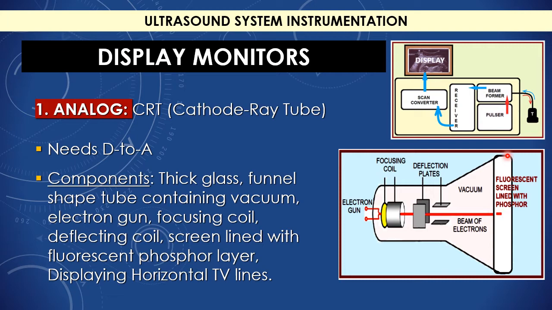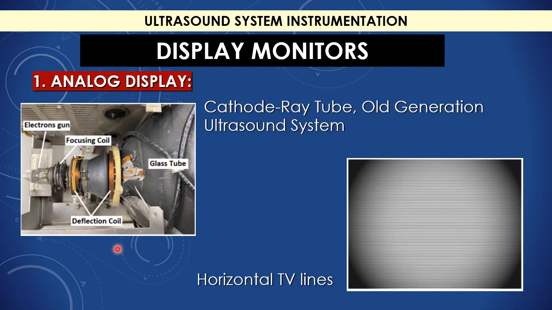Okay, this display, as we see, is in the screen here. As we probably remember from the old TVs, it gives what you call horizontal TV lines, so they are displayed in a horizontal way. These are actual pictures of the cathode ray tube. I got this from an old ultrasound system. I just use it here to show you the components. This is the electron gun. This is the focusing coil here. These two are the deflection coils.